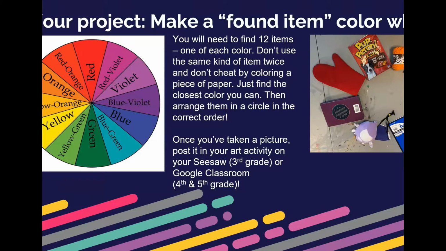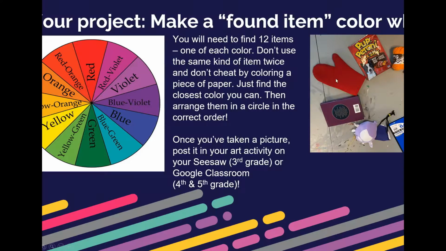So you're going to find 12 items, one of each color. So that's one red thing, one thing that's red-orange, one thing that's orange, one thing that's yellow-orange, one thing that's yellow, one thing that's yellow-green, one thing that is green, one thing that is blue-green, one thing that is blue, blue-violet, and then one thing that is purple and red-purple.